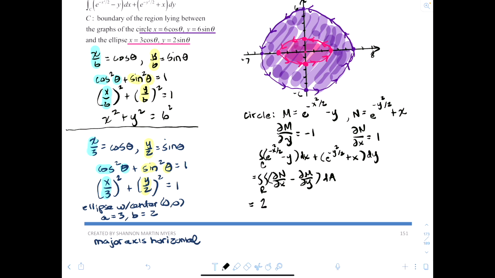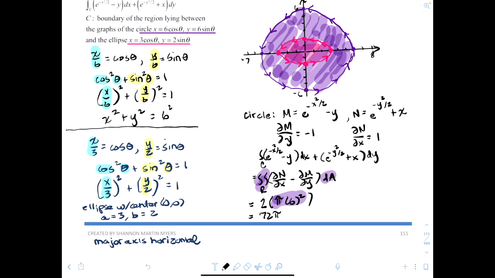We'll say 2 because we can factor that out. Now, what's the area of the circle? Pi r squared. So we're going to have 2 times pi times 6 squared, and that comes from this being the area of that circle. And that will end up being 72 pi.